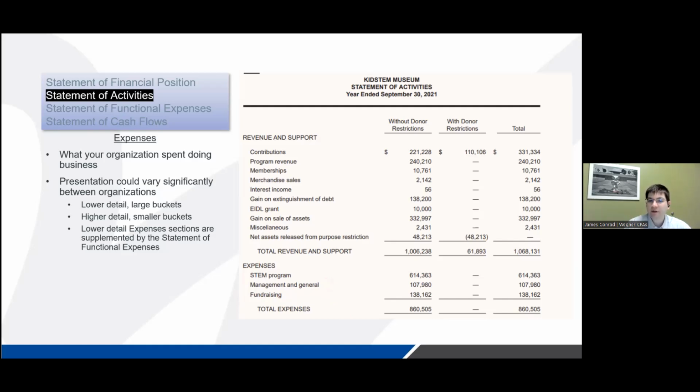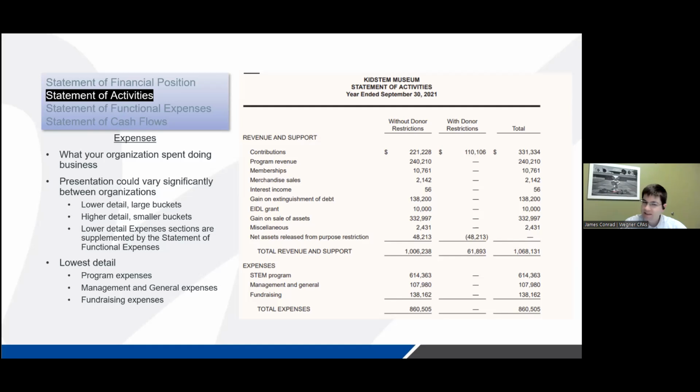The reason for the ability of this is that you can get additional detail on the next statement, the statement of functional expenses, and shrink down the statement of activities to be a little bit more digestible. There's not necessarily a right or wrong on this format. I personally like having additional detail in the expense section, but it can be presented in this downgraded, condensed format.